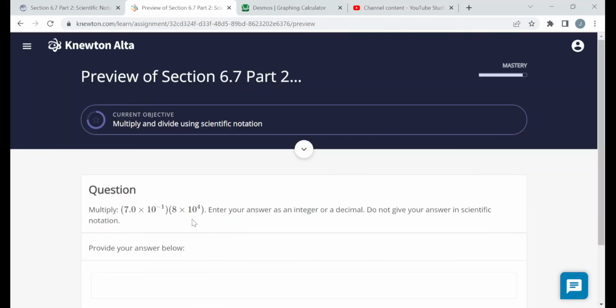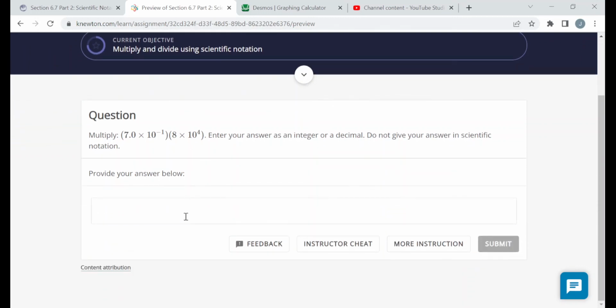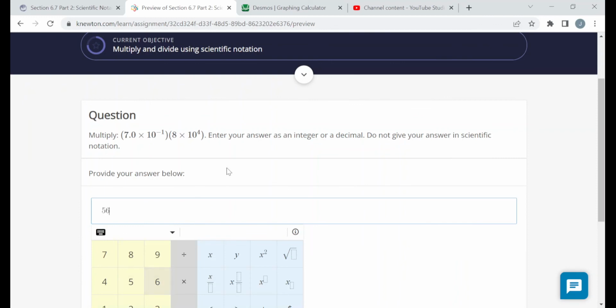All right, here we're multiplying again. It's 7 times 8, 56, and then 10 to the negative 1 times 10 to the 4th would be 10 to the 3rd. So 56 times 10 to the 3rd, that's 56,000. We saw something like this earlier. Take 56, move the decimal point to the right 3 places. That'll be 3 zeros after it. This is 56,000.